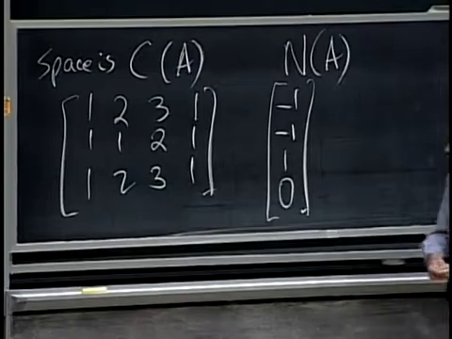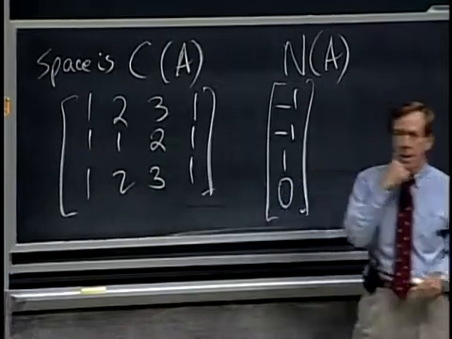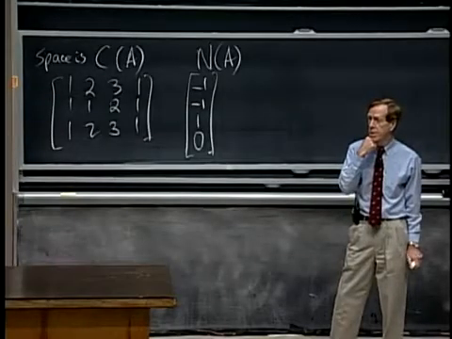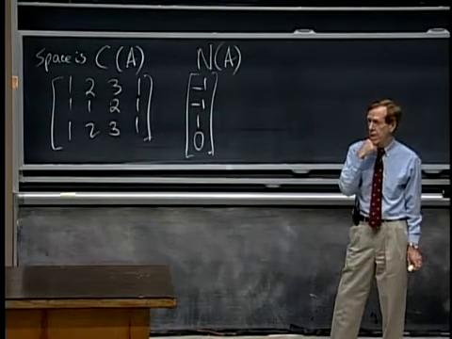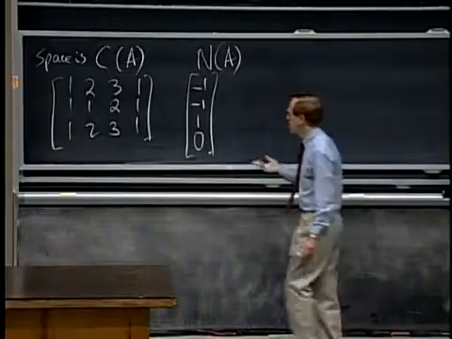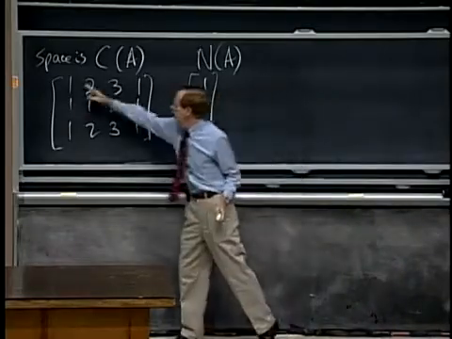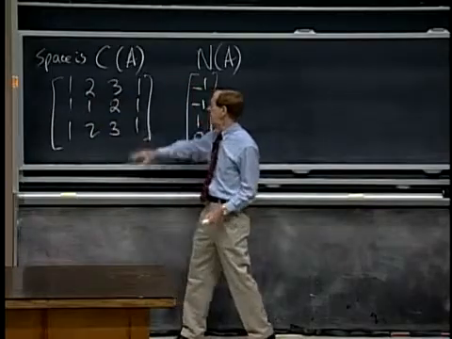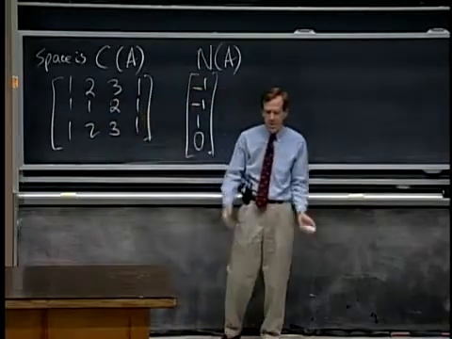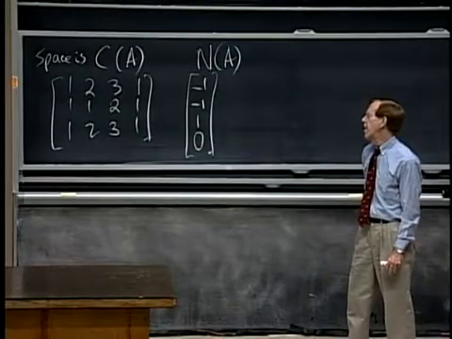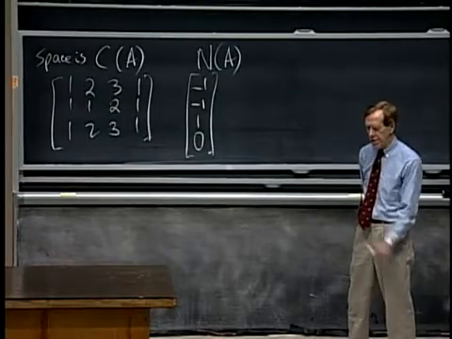So you've already told me now, are those vectors independent? The answer is no, right? They're not independent, because minus 1 of this, minus 1 of this, plus 1 of this, 0 of that is the 0 vector. Okay, so they're not independent. They span, but they're not independent.